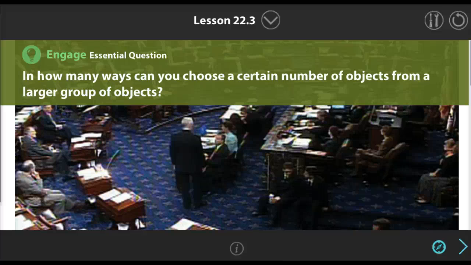Okay, so now we're on lesson 22.3. I have to say, this section is a little bit more difficult, but it's also a little bit more fun. So let's go ahead and write down the title of the lesson. Where is the title of the lesson? Okay. And also the essential question: in how many ways can you choose a certain number of objects from a larger group of objects? Okay.